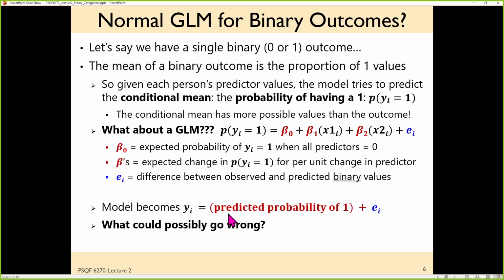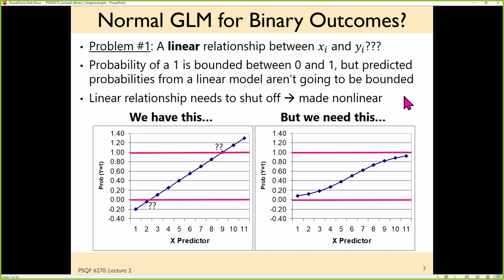So the model becomes the predicted probability of a 1, like the y hat part, and then E is whatever the difference is between what you actually got. Well, the first problem is the prediction itself. A linear model keeps going forever. The line that links x and y is a straight line. That's fine if y is continuous, and it could conceivably vary all the way from positive to negative infinity.